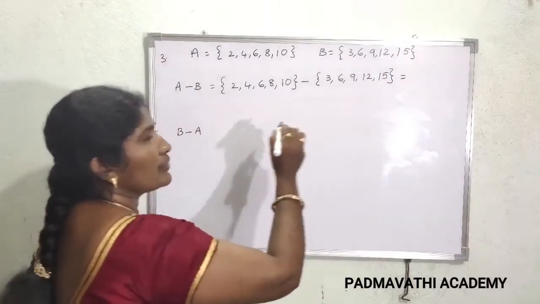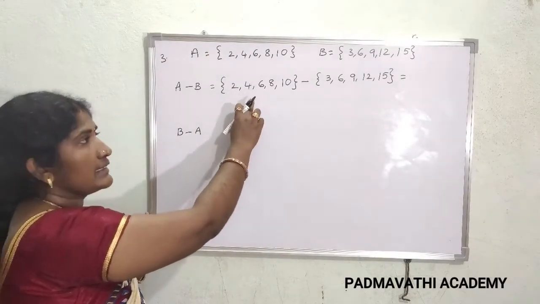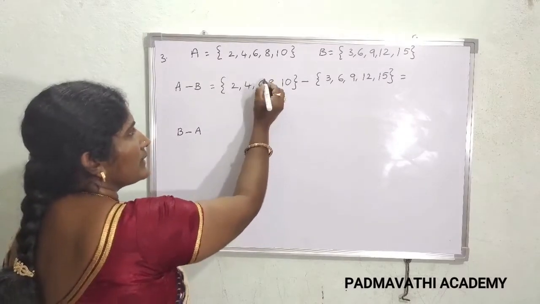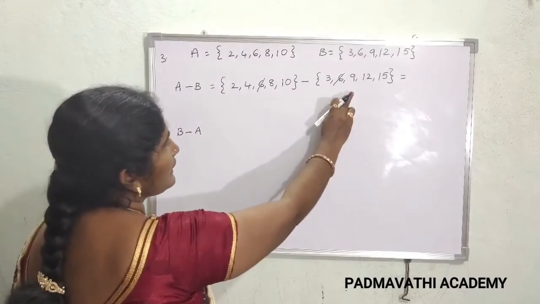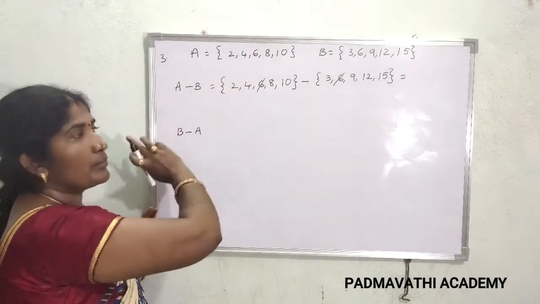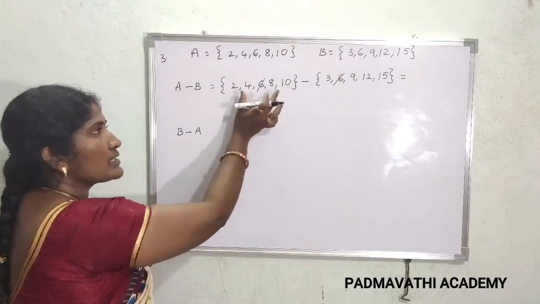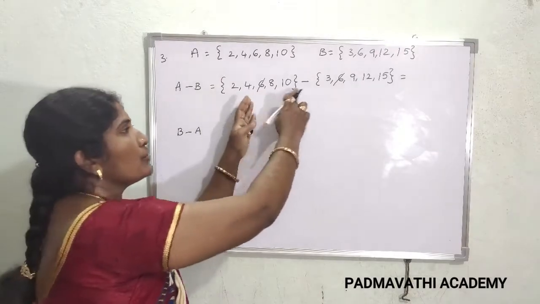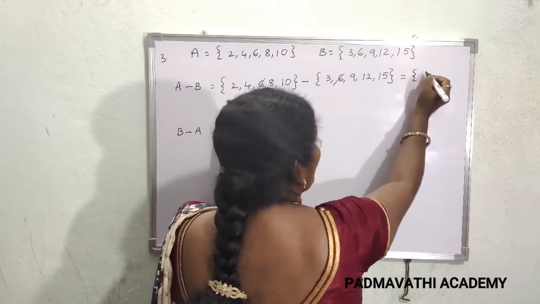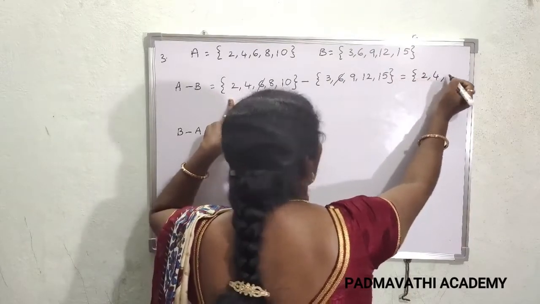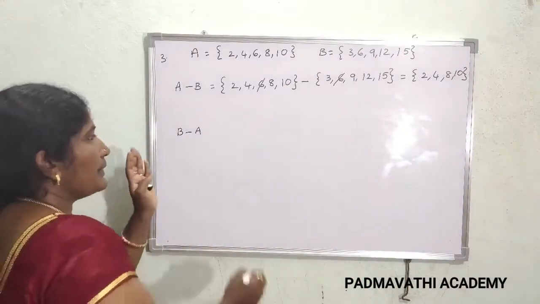So what I told before, minus, the difference, means what I told. First of all, what are the common elements? Let's cancel it. 6 is common in both the sets. Any other common elements in both sets? No, only 6 is common. So 6 is cancelled. Remaining elements we have to list out only in first set. We don't want these elements, leave it. In first set, what are the elements remained? 2, 4, 8, 10. That's it.